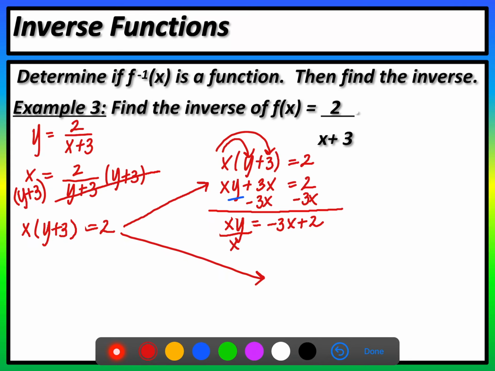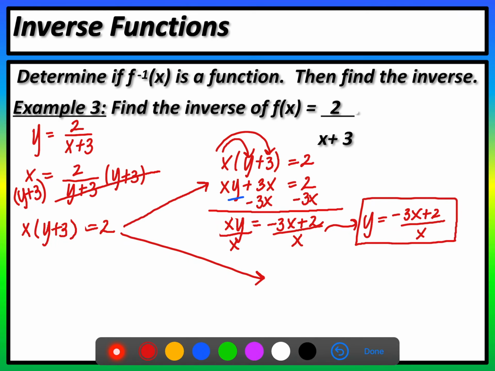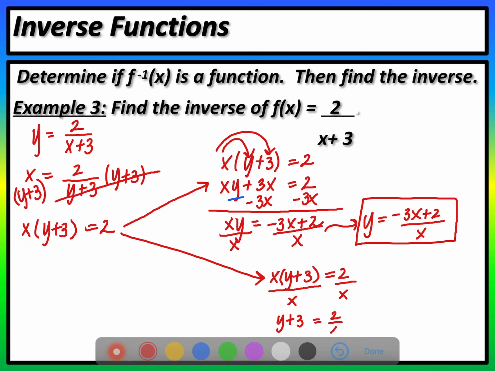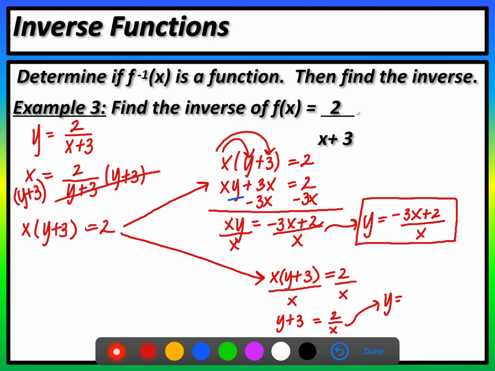Okay, and now I can get the y by itself if I divide. So I get y equals... okay, so there is my inverse. Okay, the other thing you could do, and perhaps you see it this way, you could divide out by the x from here. Okay, and then to get the y by itself, you would just subtract 3.